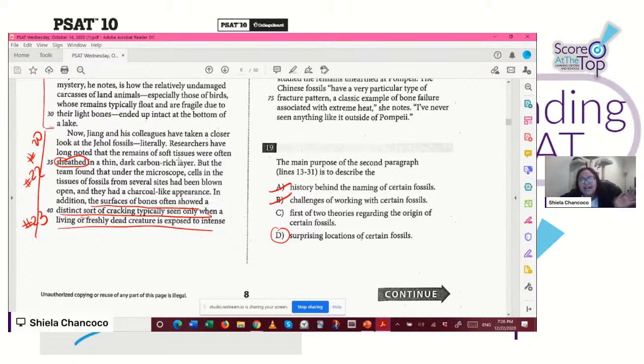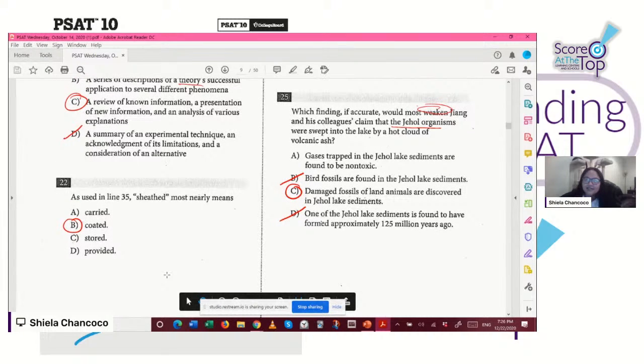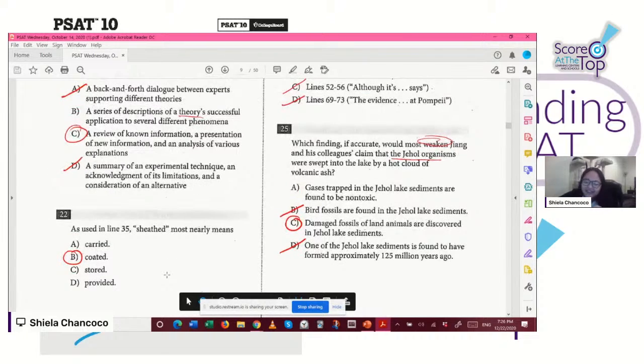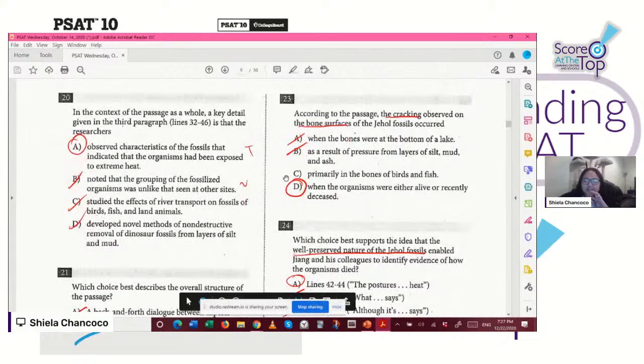Sheath, you think like swords, and it's a layer. Quoted. It's not carried, it's not stored, it's not provided, right? It's not really like being carried. It's like a protective layer on them. And that's where it was very interesting, because the protective layer in this case was actually from volcanic ash. So that's why they were very interested in it.